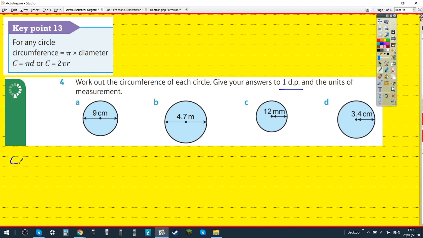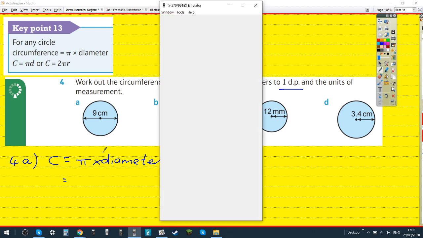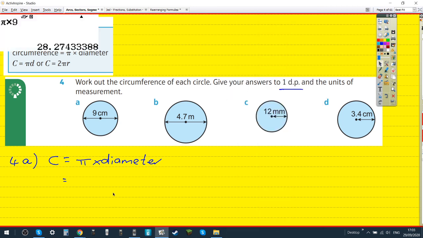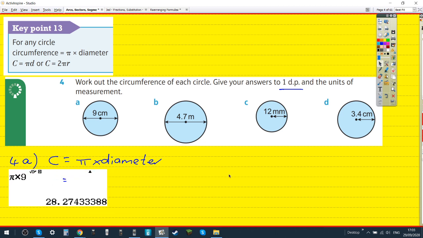How do you do A? The circumference. So how do you get circumference again? It's pi times diameter. Okay. And so what is the diameter for this one? 9 centimeters. And so it is pi times 9. And to 1 decimal place, what is that? 28.3. Yep. Okay, second one.